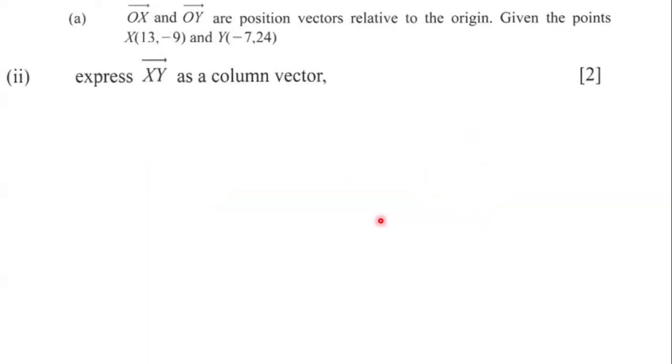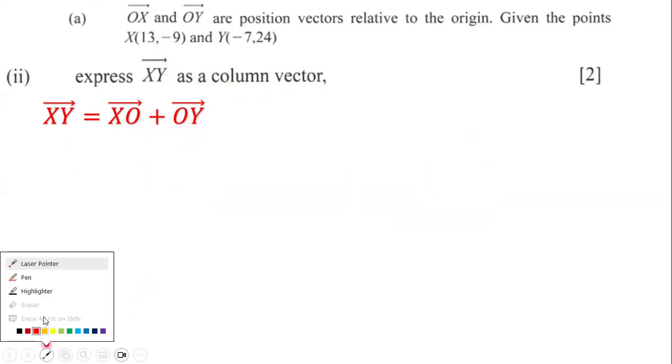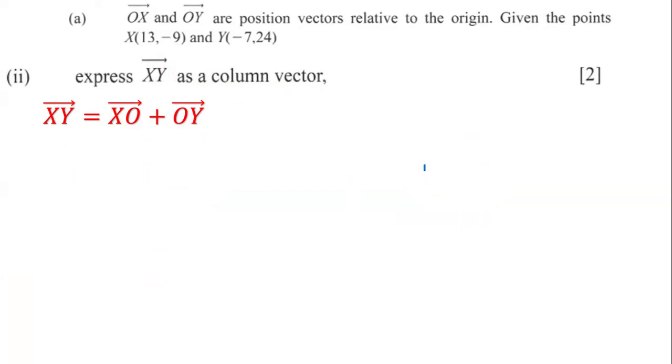Okay, next, we have to express XY as a column vector. And so XY is equal to XO plus OY. And it makes sense because you can imagine it like this. Imagine that you have X right here, and O is the origin, so imagine you have the origin here. And you have Y here. And our goal is to go from X to Y.